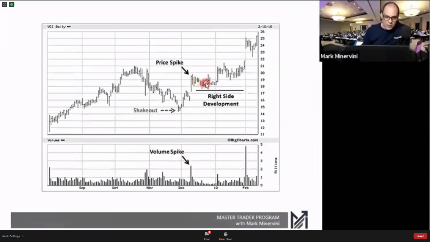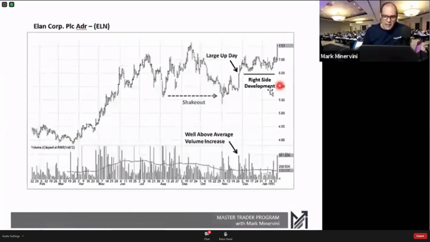And even as it puts in this right side, you could be buying it coming out right here. But to really have the whole base balance itself out, it needed a little more time, and then it finally came out here and actually came out on a gap on very big volume. So again, letting that right side develop.